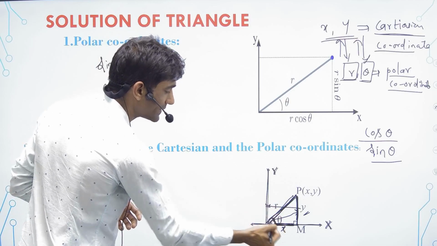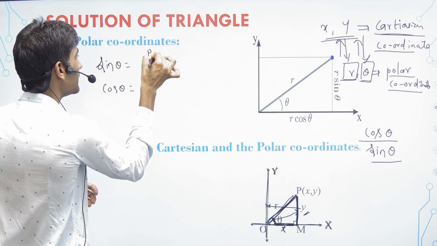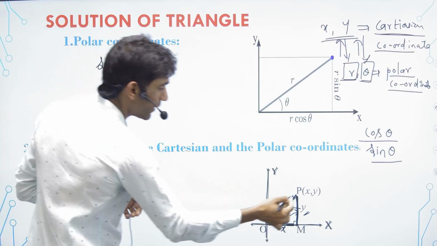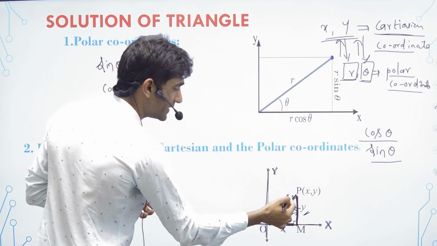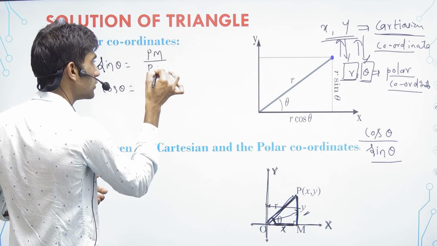Tell me the value for sine theta, which comes as the opposite side. PM. Very good, PM is the opposite side. And then the hypotenuse. Which is the hypotenuse? Sir, PO is the hypotenuse. Very good, PO is the hypotenuse.